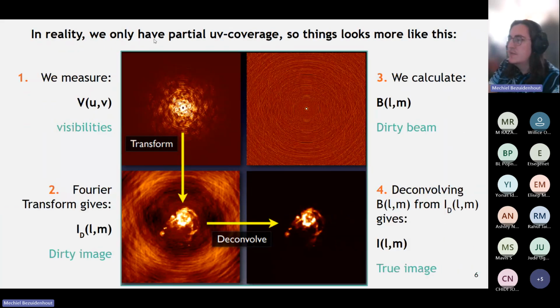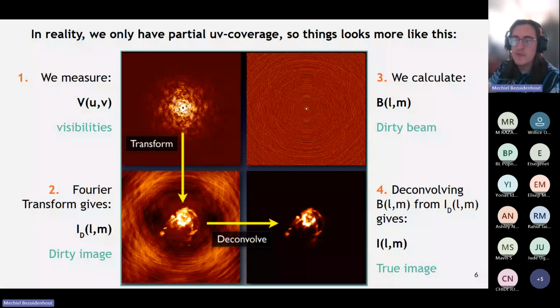It looks more like this picture. So because we have the partial UV coverage, the top left, we have measurements for some values of U and V. When we do the Fourier transform, we get an image that looks like on the bottom left here, where you have an image of some object, but around it there's a bunch of these artifacts surrounding it, and it's all blurry and you can't quite see what's going on. And that's caused by these missing UV values, which means that there is missing information in the image.